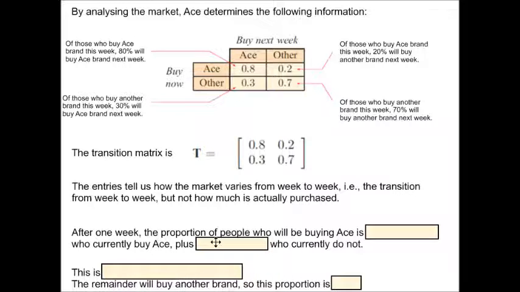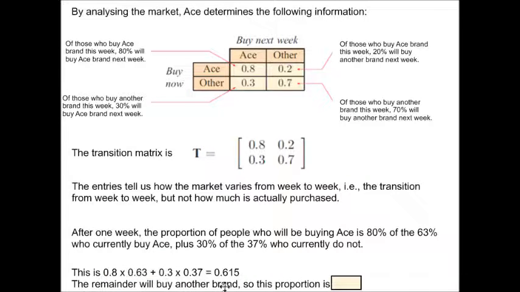So after 1 week, the proportion of people who will be buying Ace will be 80% of the initial 63% market share, and then a further 30% of the 37% who didn't buy Ace in the first week. So we would multiply 0.8 by 0.63, etc., add those together, and we end up with 61.5% with Ace and 38.5% with the other brands.